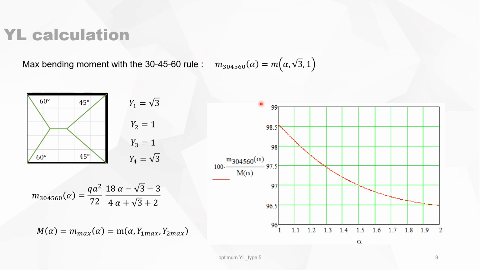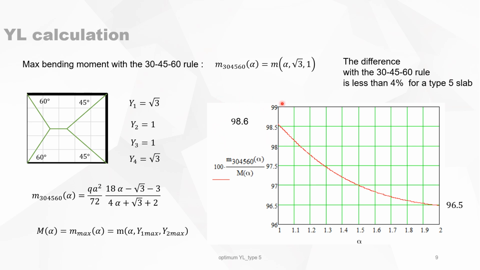We can now put the ratio of the two into a graph with on the x-axis the range of alpha between 1 and 2. We see then that the extreme values are 96.5% and 98.6, meaning that the difference with the 30, 45, 60 rule is less than, let's say, 4% for a type 5 slab.